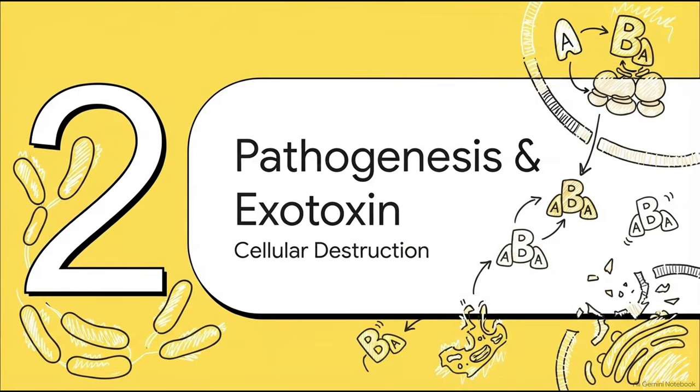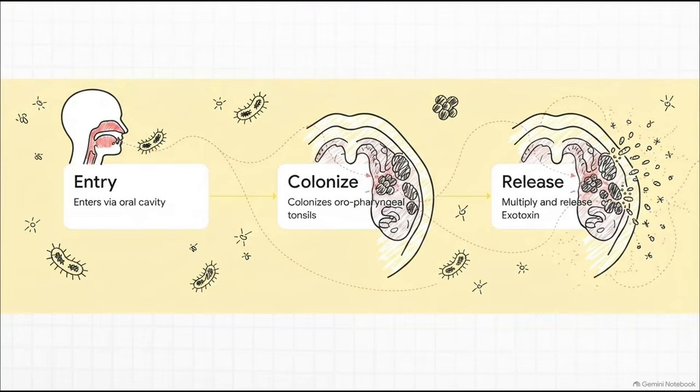Section 2. Pathogenesis and the exotoxin. Tracking the exact anatomical pathway this bug takes is super fascinating. Following the flowchart from the notes, the bacteria sneaks in via the oral cavity. Its primary site of attack? It goes right ahead and colonizes the oropharyngeal tonsils. Once it sets up camp there, it multiplies rapidly. But here's the thing. The bacteria itself isn't really what does the heavy lifting. It actually releases a potent weapon, the diphtheria exotoxin.